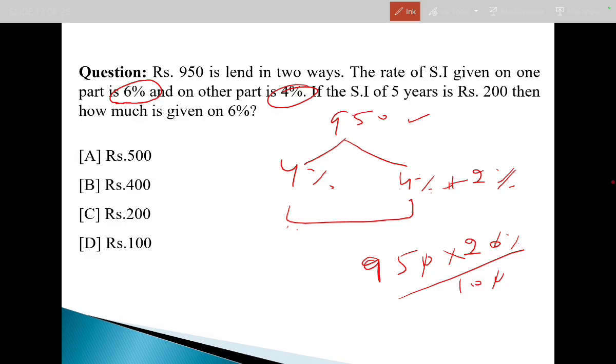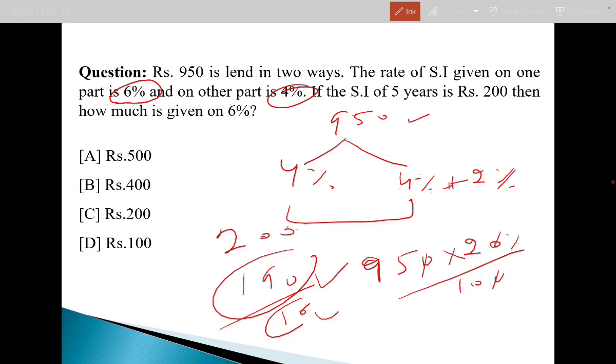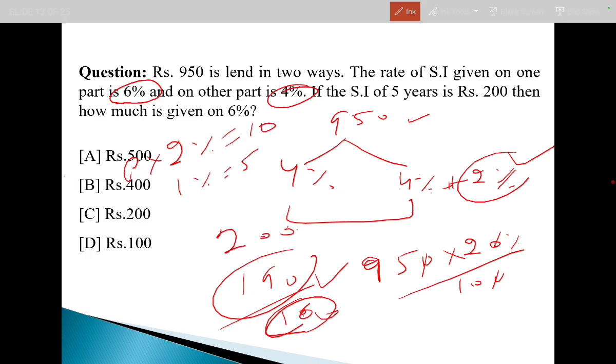So what interest he should pay is 190, but actually he is paying 200 rupees, which means 10 rupees extra he is paying. That 10 rupees extra he is paying for this, which means 2% of your principal is equal to 10 rupees. 1% of your principal is 5, so 100% will be 500. This is another way that you can use for these types of questions.